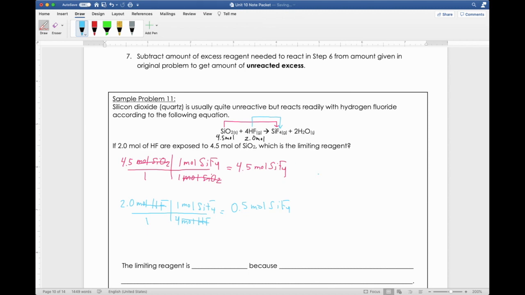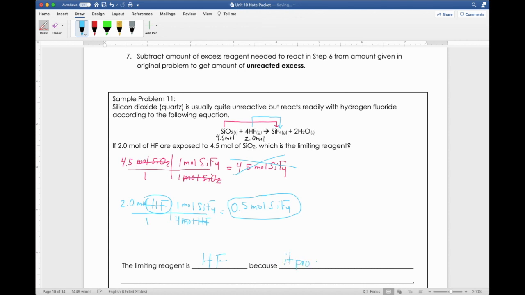And we can determine that hydrofluoric acid is our limiting reagent, and that's because it produces less silicon tetrafluoride. And comparing this 0.5 moles of silicon tetrafluoride to the 4.5, this means nothing to you at that point. We needed to solve this in order to figure out who's the limiting reagent. And we found out that our limiting reagent is hydrofluoric acid, right here, HF. So the limiting reagent is hydrofluoric acid, because it produces less product.